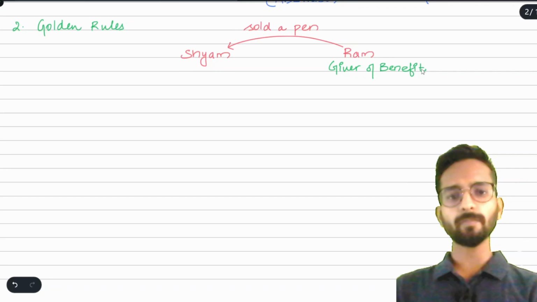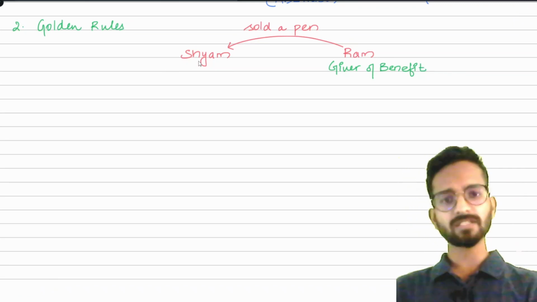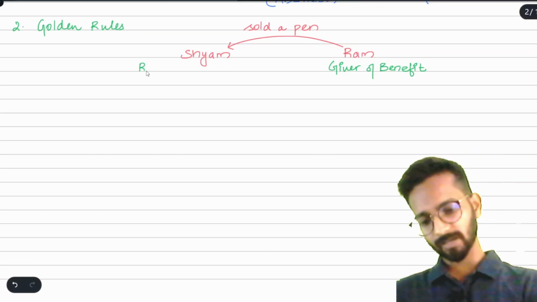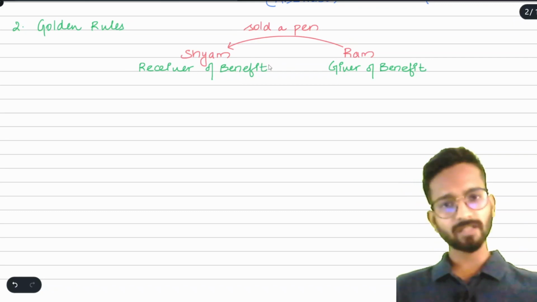If Ram is giving the benefit, then who is receiving the benefit? Sham. Benefit means pen only. Ram is giving the pen, Sham is receiving it. So I will write here, Sham is the receiver of benefit, because Sham is receiving the benefit.